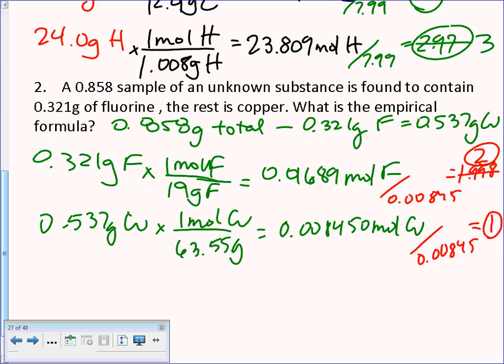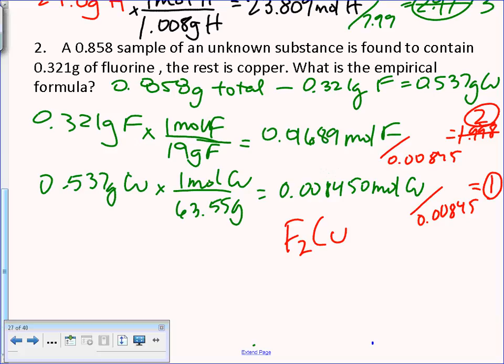So what are these numbers? Hold on, I will write that. But you know these are subscripts, right? The way I've written it, I think half of us are going to go, oh yeah, F2Cu. Doesn't that look ugly? If it looks ugly, it's probably wrong. Okay, so tell me how to rewrite that.